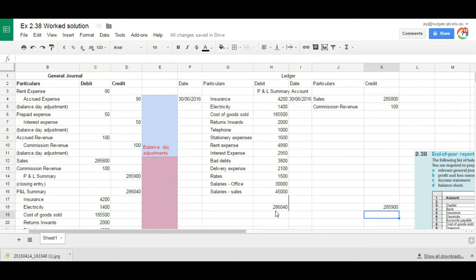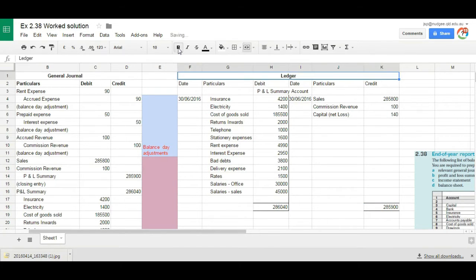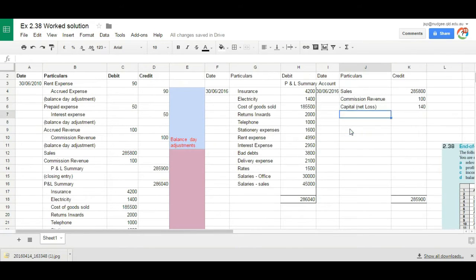Now when I do this, I make a mistake. I've added these up, and it gives me the capital loss, but I then need to adjust these numbers so that they're equal. I don't do that until much later on in the video. So you need to take a look at your P&L summary account, add up both sides, figure out whether he's made a net loss or a net profit, and then go from there.